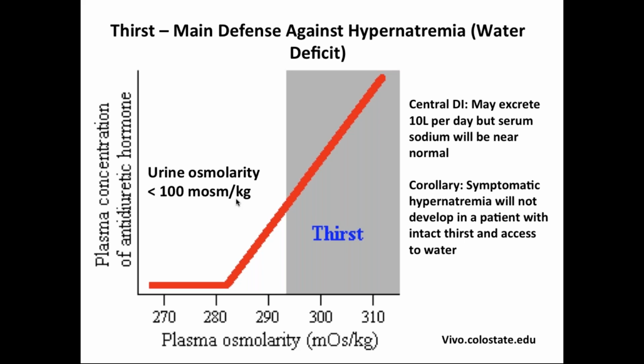The corollary from that is that symptomatic hypernatremia will not develop in any patient with an intact thirst mechanism and access to water. So as long as someone has a thirst and can get his hands on water, they will not develop hypernatremia. So hypernatremia only develops in patients who are either intubated or comatose or are limited by the doctors or cannot get their hands on the water, because thirst would be active when they develop hypernatremia, and if they could get their hands on the water, they would drink themselves down and bring their hyperosmolarity and hypernatremia back to normal.